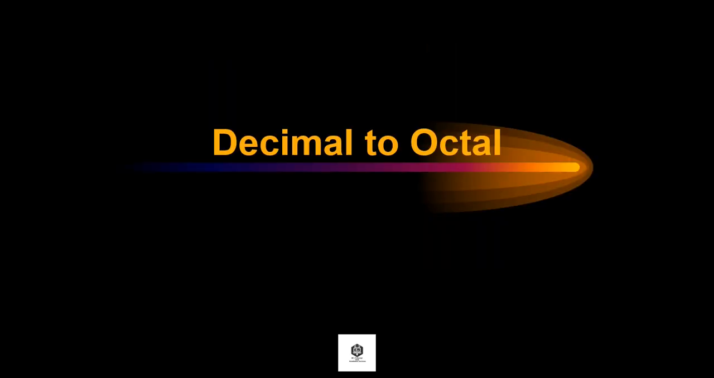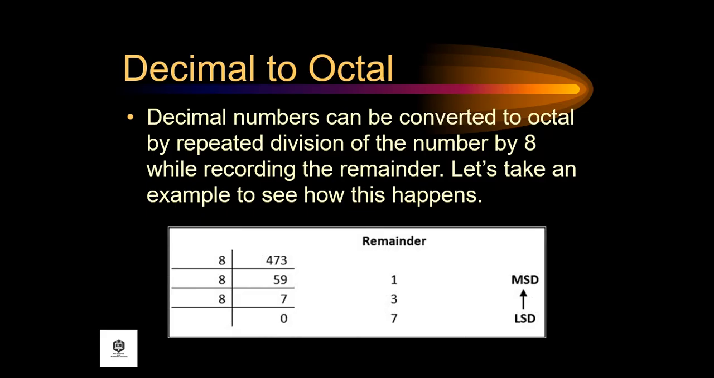Let's proceed to decimal to octal. Decimal numbers can be converted to octal by repeated division of the number by 8 while recording the remainder. Let's take an example to see how this happens.